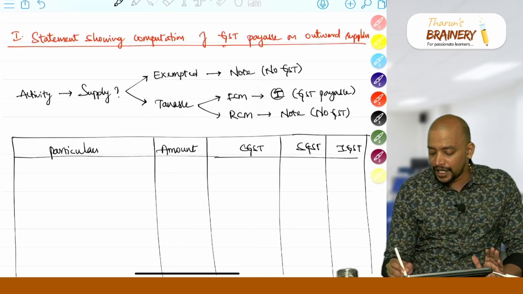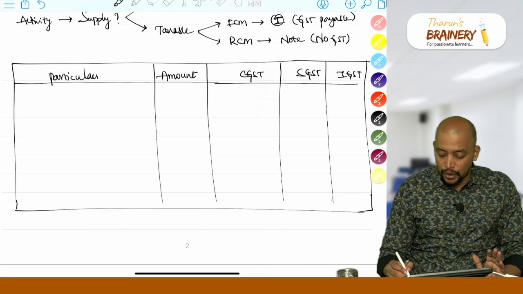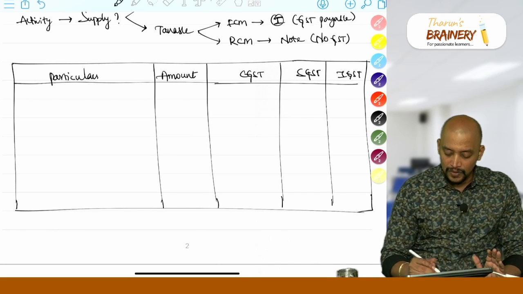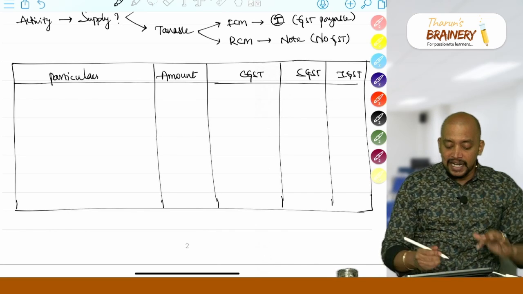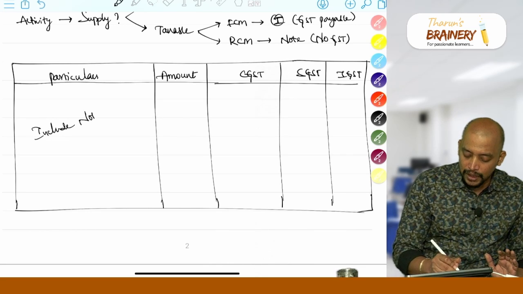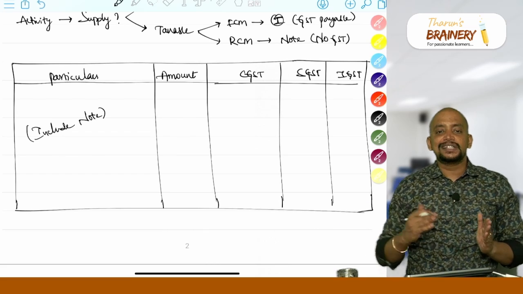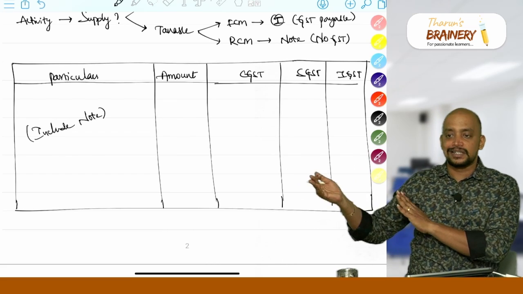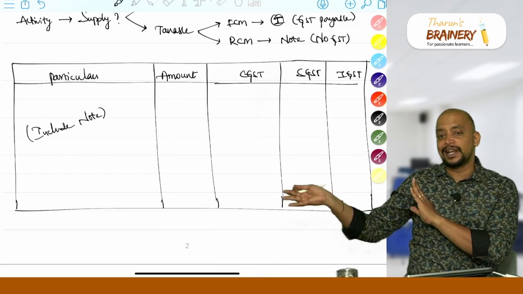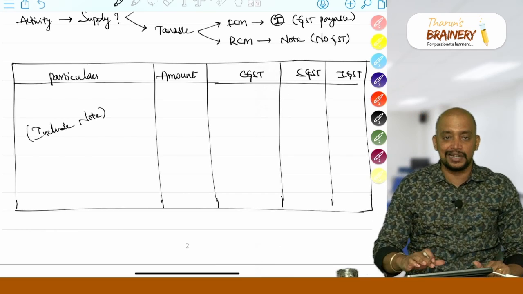So accordingly in the particulars column you will be able to write the note also, the activity, and include the note also in the particulars itself. Amount: if it is intrastate you mention it in CGST, SGST; if it is interstate you put it in IGST. You understood now? I am just giving you a template as to how to present it.